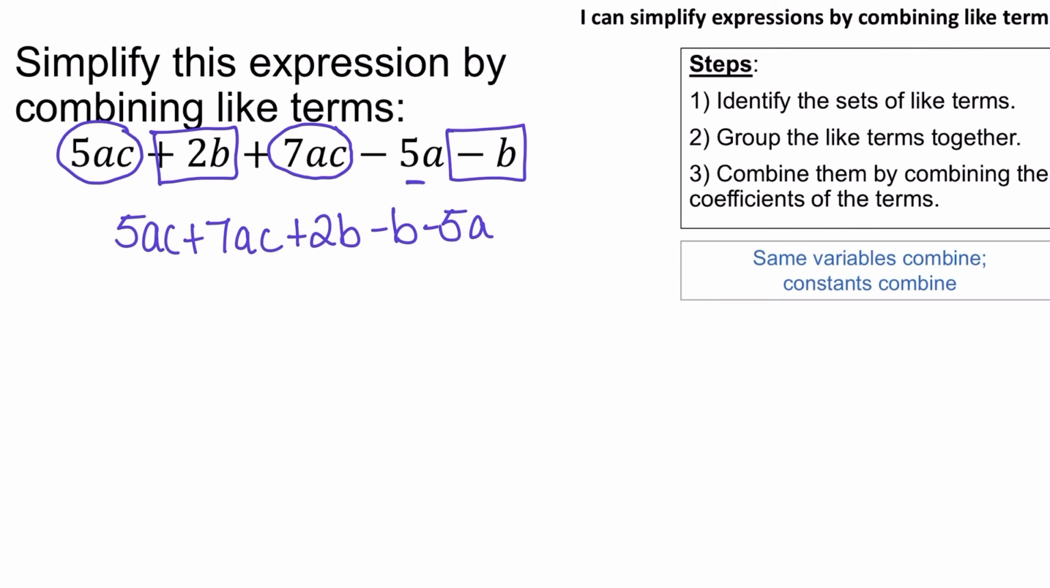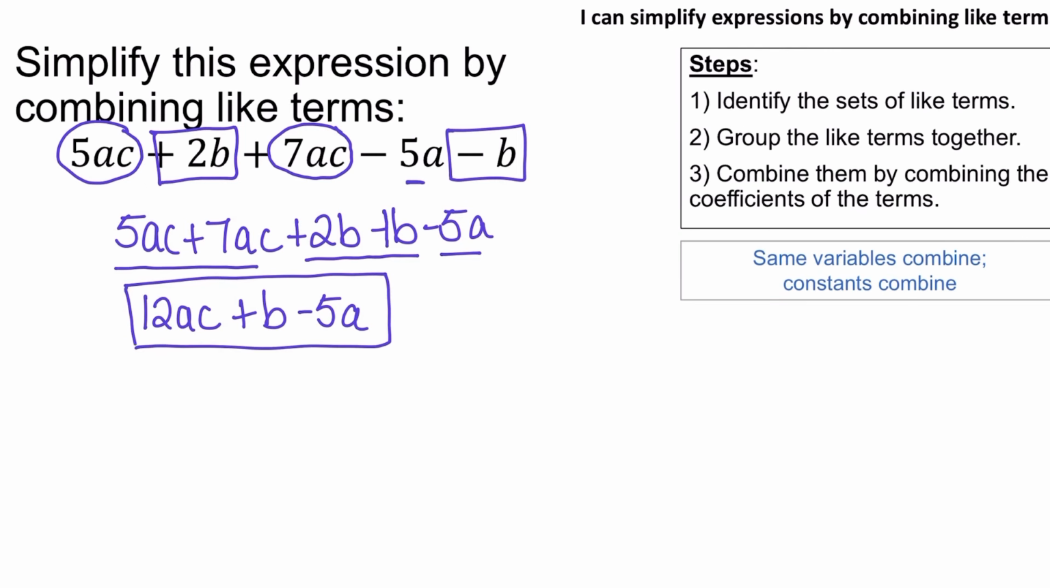So now I'm going to group my terms. So I have 5ac plus 7ac. When I combine them, I get 12ac. I have 2b minus b. Remember that b basically has a 1 in front of it. So 2b minus 1b will be 1b, which you can write as 1b or you can just write b. And then I have this minus 5a at the end. So that is now my simplified expression.